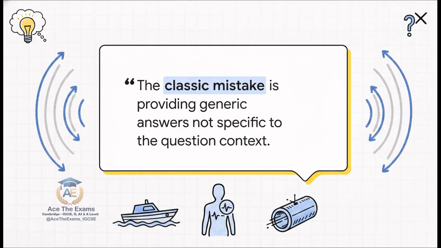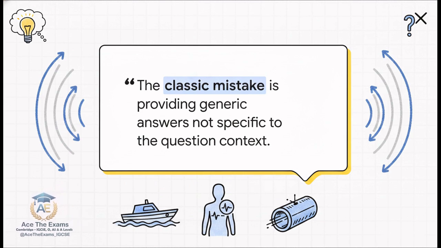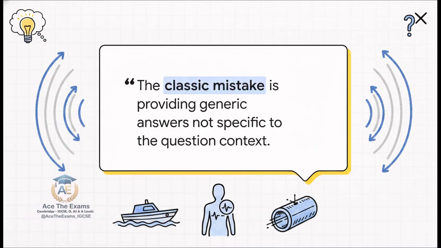Ultrasound is one of the most misunderstood areas in physics. The classic mistake is providing generic answers. Guys, this is the ultimate context trap. Think about it from the perspective of the examiner. They sit down and read thousands upon thousands of papers where a student accurately defines ultrasound. They give the textbook definition perfectly, but they score 0 points for the rest of the 8-mark question. Why? Because they completely failed to link that definition to the specific context in the prompt.